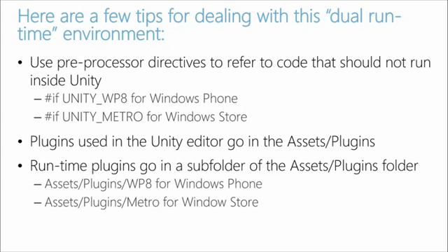So again, if you want to build code that you only want to run on the Windows Phone or Windows Store, this is how you make the compiler know that this is only to be run on these platforms specifically and not just in the editor or any other platform for that matter. Another thing that you're going to bump into is when you're using plugins, right?